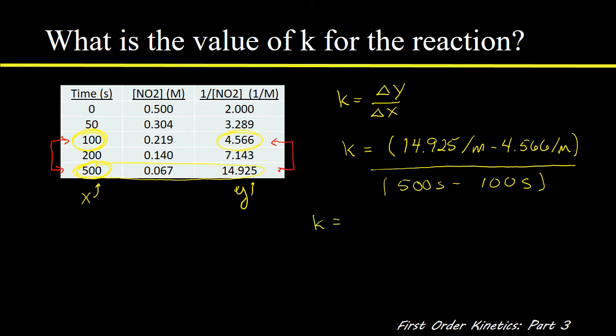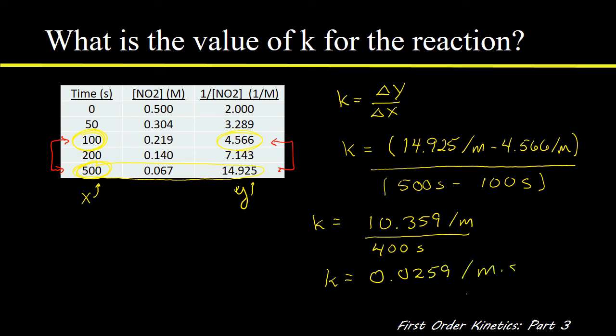And we'll just subtract each of these. In the numerator, we get 10.359 reciprocal molar, and in the denominator, you get 400 seconds. And put that in your calculator, you get 0.0259 reciprocal molarity seconds. And you can see that's really close to what we got when we estimated it from the graph.